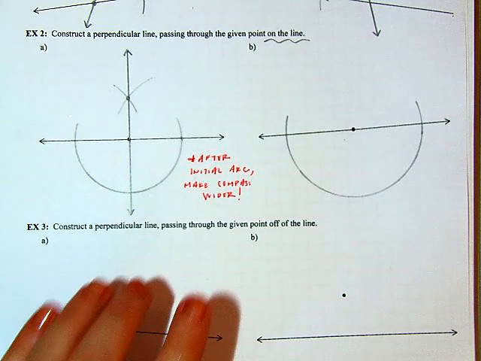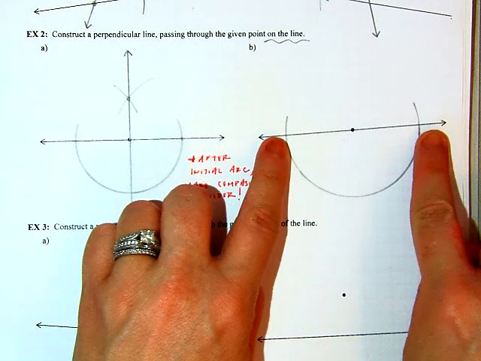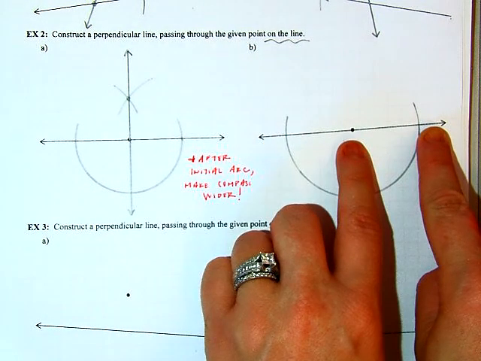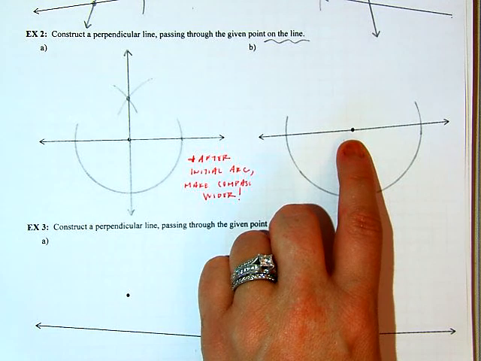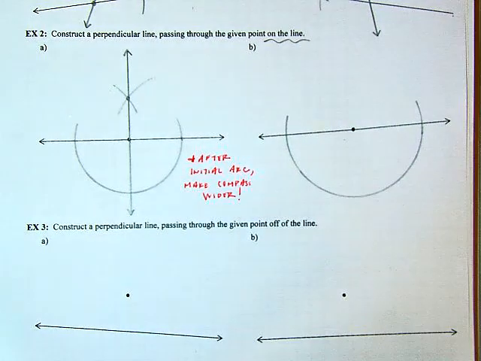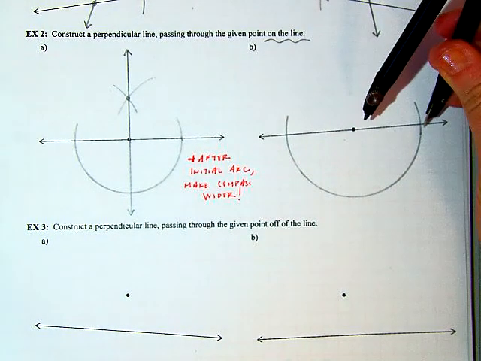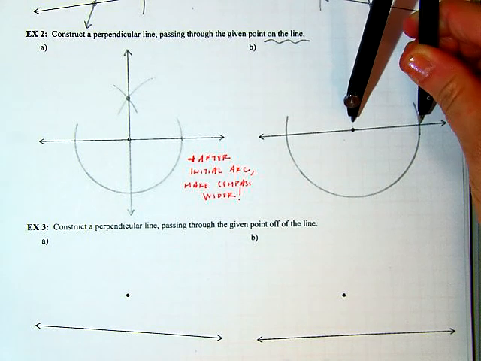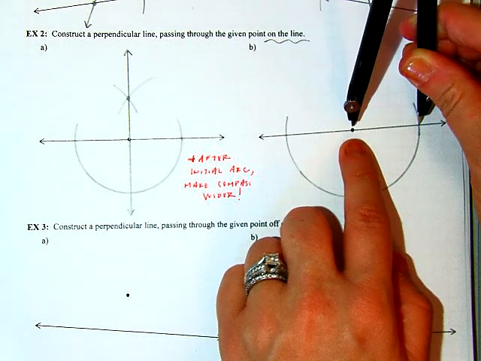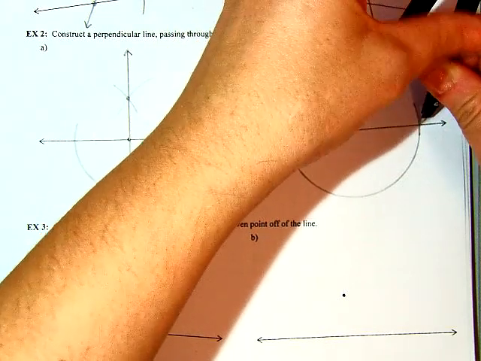Okay, so these 2 locations here and here, they are equidistant from the point that was on the line. Okay, after that initial arc, I need to make my compass a little bit wider. Remember why. If I leave it at that initial setting, it's just right here. It's the same place as where that point is right here.